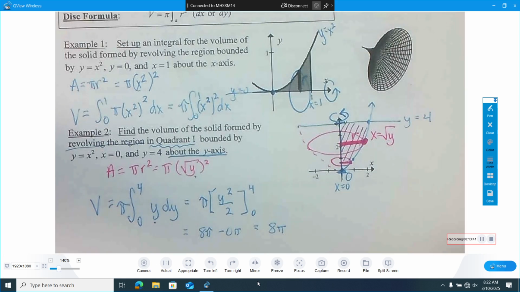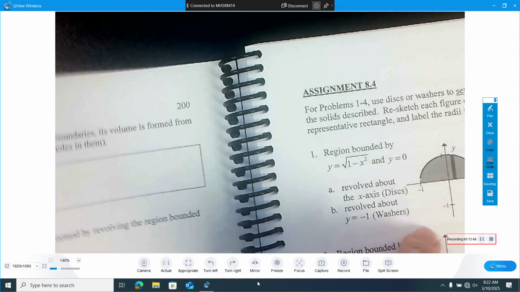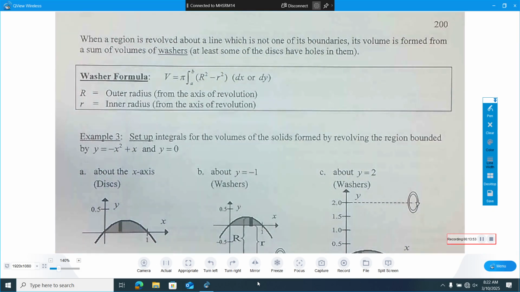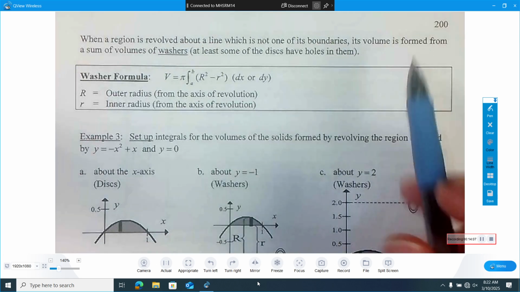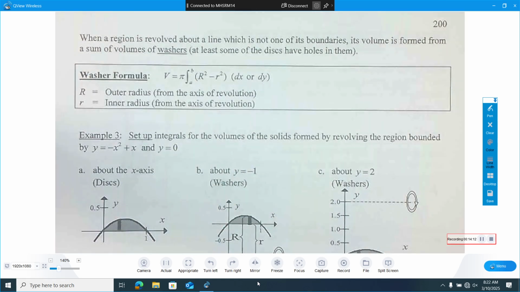Okay, how are you feeling about discs? All right, just circles. You just have to figure out, are we in terms of x or should everything be in terms of y? Really is the key there. All right, so now we're talking about washers. So when we have a region revolved about a line that is not one of its boundaries, which is what we were doing before, we were immediately adjacent to our boundaries, okay? A volume is formed by sums of washers, disks that have holes in them, really, if you will.